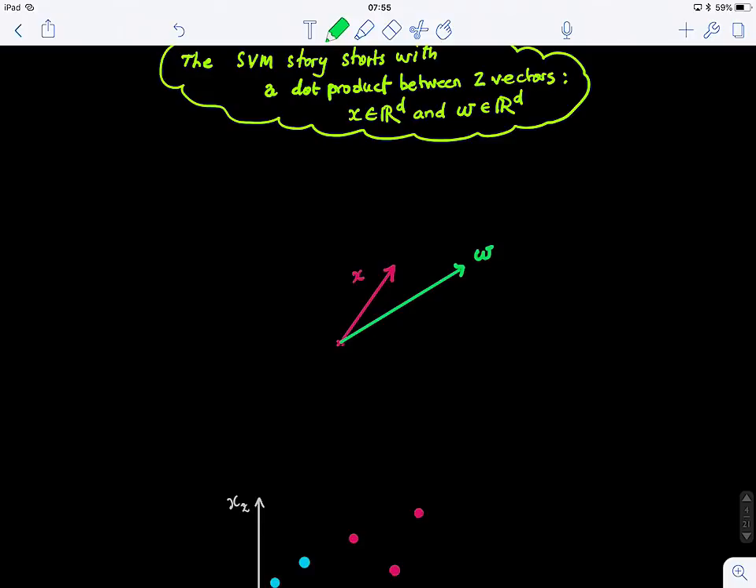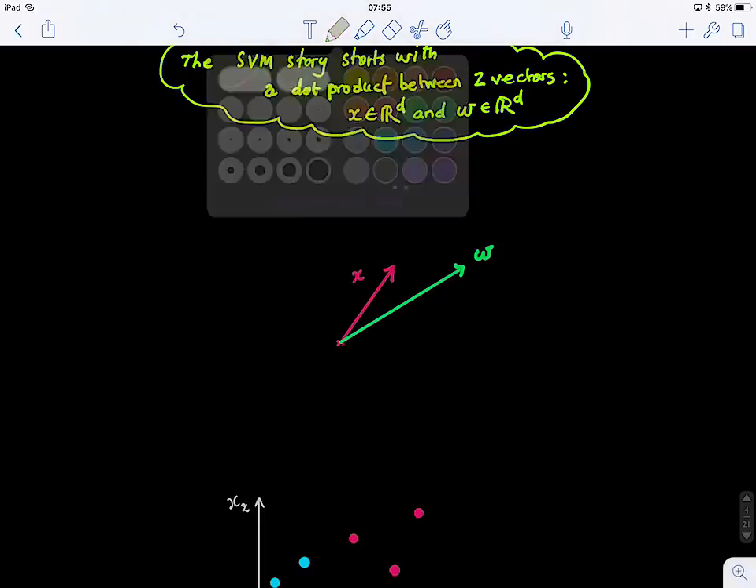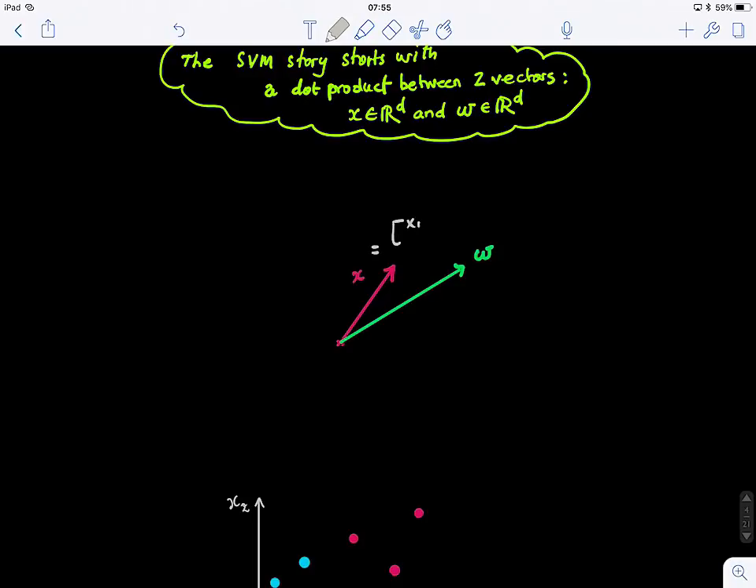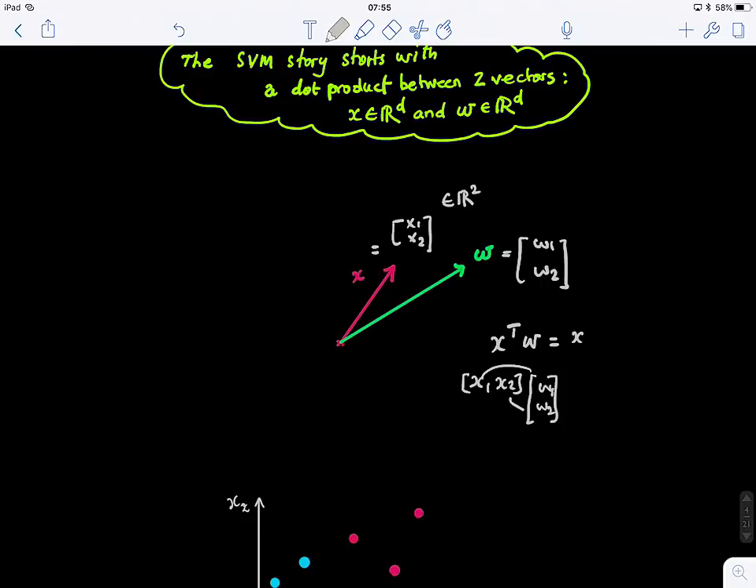And a dot product between x and w in linear algebra. So let's say, for the sake of simplicity in this example, both have two components, so both belong to R2, right? So the dot product between x and w is x transpose w. And if we transpose it and do the multiplication, we have x1, x2 times w1, w2. And we just multiply those. So it's x1 w1 plus x2 w2, and this is exactly the dot product between these two vectors.